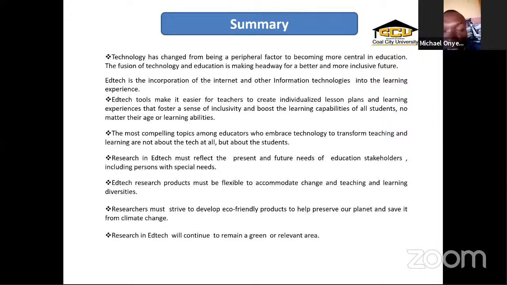Technology is a great partner, not just in education, but in every sphere of life. Technology has become a great partner. So make use of it. It has a lot of potentials. That's what I'm saying here.